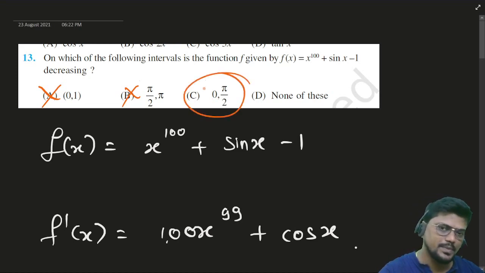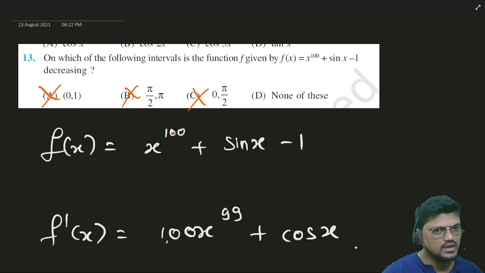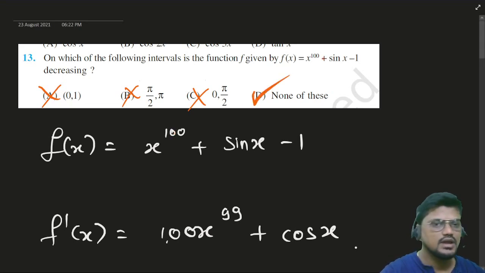Even if you check for 0 to pi by 2, the same way you will get, even over here also it will not increase. Over here also it will not increase. Therefore it is none of this. It is not decreasing. It is increasing only.